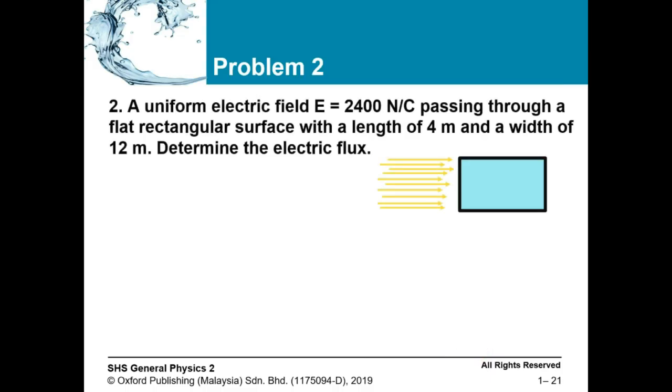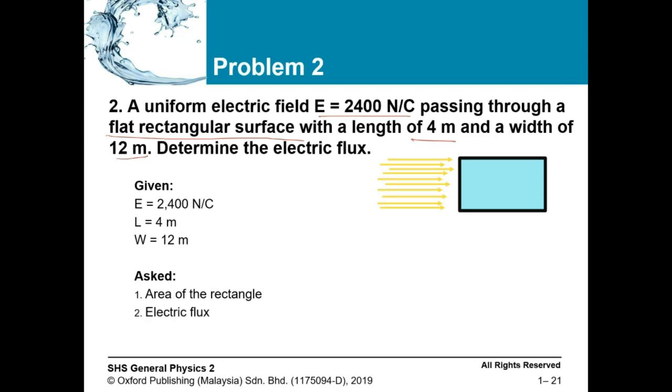Problem 2. A uniform electric field E, 2,400 Newton per coulomb, passing through a flat surface. Always remember the shape of the surface, because we need it to determine the area. For this problem, a flat rectangular surface with a length of 4 meters and a width of 12 meters. Determine the electric flux. Let's state the given: the electric field 2,400 Newton per coulomb, length of 4 meters, width of 12 meters. What we are asked is the area of the rectangle and the electric flux.